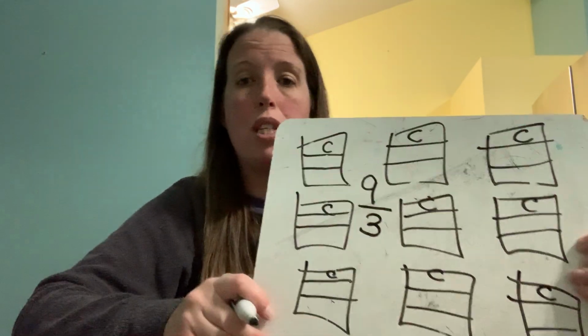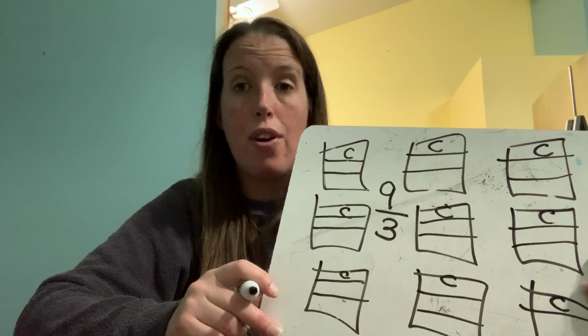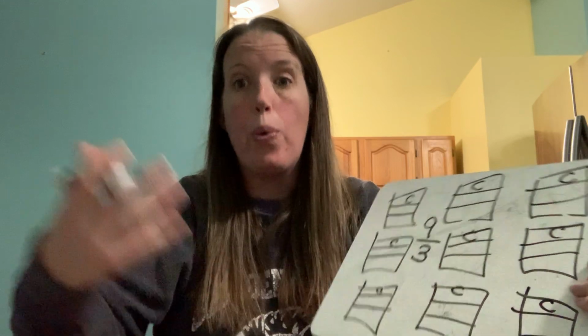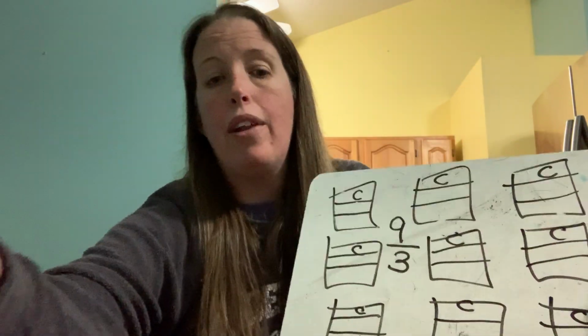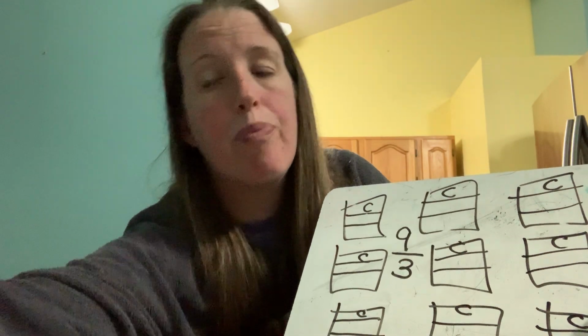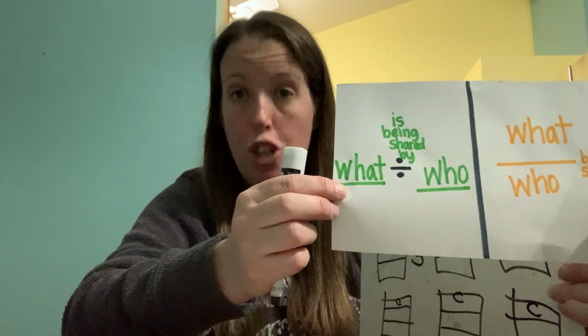So each piece is a third size. So she'll get 9/3, or 3 full pieces of chart paper. Now, what would that look like here? What is being shared? Chart paper.